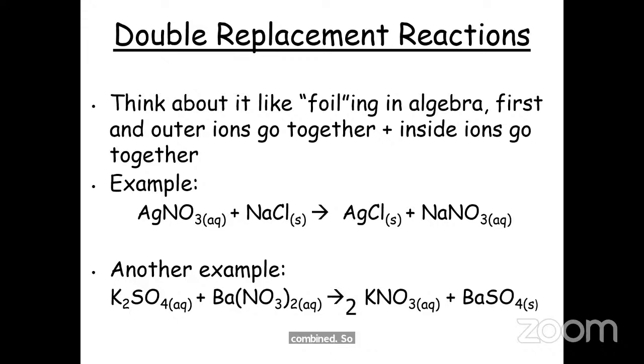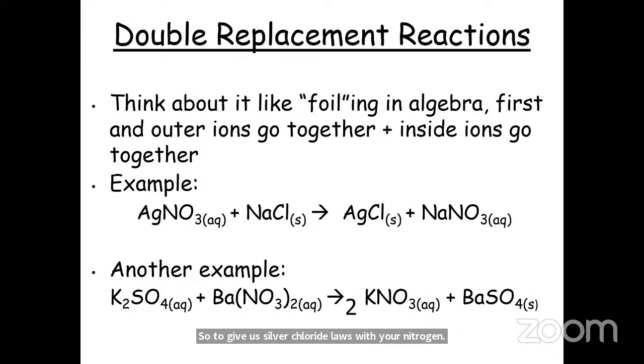So silver nitrate plus sodium chloride. Silver is outer, chlorine is outer. So silver and chlorine will combine. NO3 is inner. Sodium is also inner. So sodium and NO3 will combine. Inner, inner, outer, outer. Okay? So to give us silver chloride plus sodium nitrate.